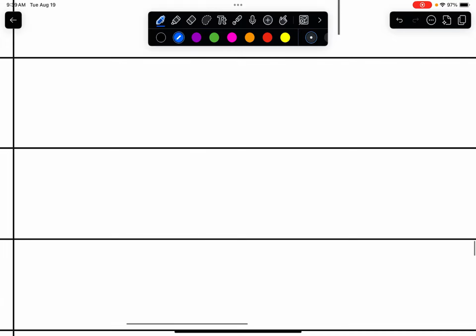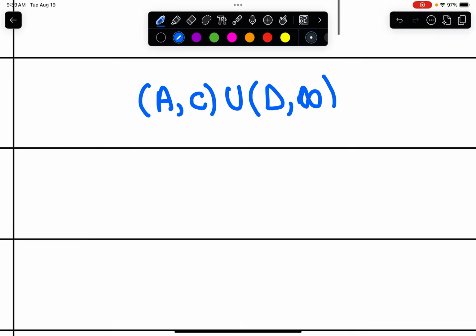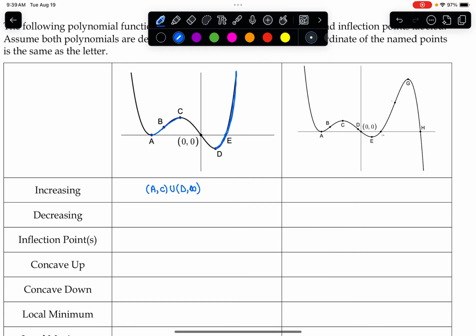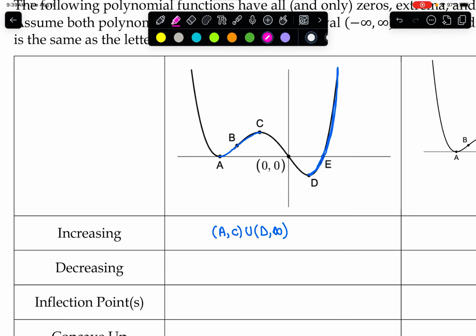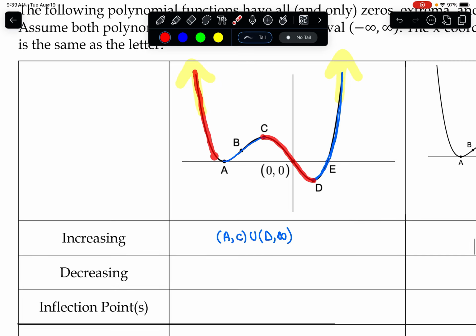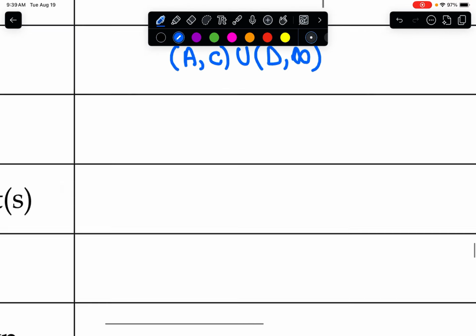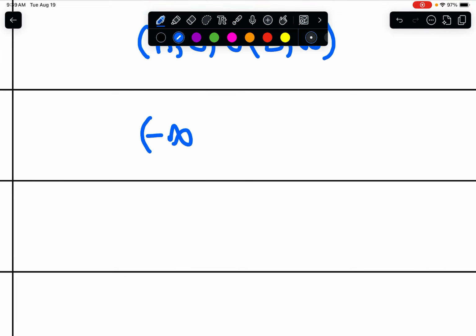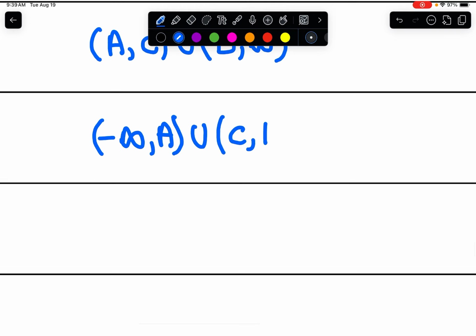So I'm going to say from A to C, and then union, since we have more than one interval, from D to infinity. I think I said D to E, and this should not be D to E. It's D to infinity. So to make sure I don't do that again, I'm going to exaggerate these arrows. And then for the interval in which we're decreasing, that's going to be just from C to D. Oh, nope, also from negative infinity to A. I am all over the place today, y'all. So this would be negative infinity to A, then union, then C to D.